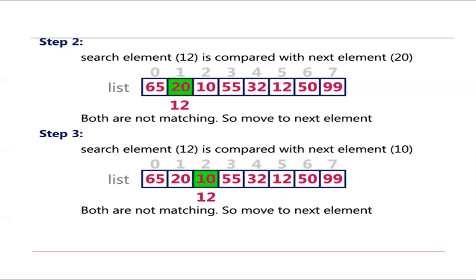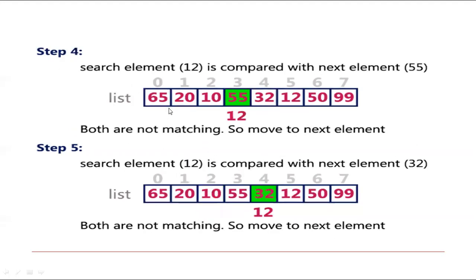The next element is A of 2, which is 10. The search element 12 is compared with the next element 10. 10 equal to 12? Both are not matching, so move to the next element. The next element is 55. Clear? The search element 12 is compared with the next element 55. Both are equal? No, both are not matching. So move to the next element. The next element is 32.